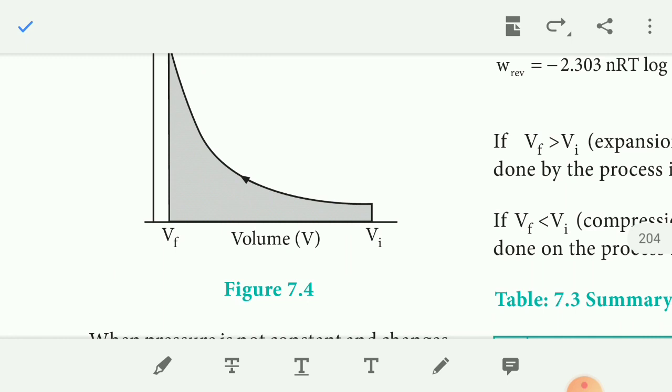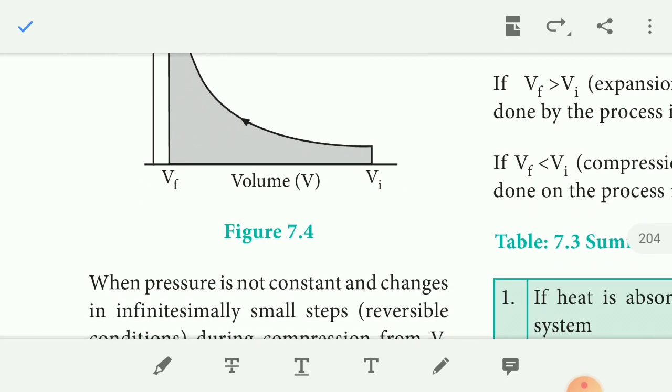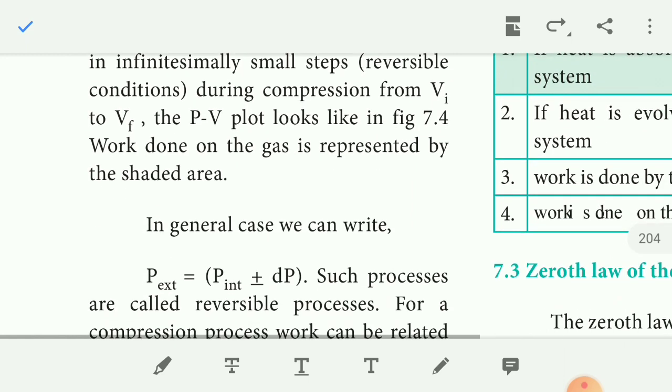In the general case, we can write P external equal to P internal plus or minus dP, because for compression it is plus dP and for expansion it is minus dP. Such a process is called a reversible process. For the compression process, work can be related to the internal pressure of the system under the reversible condition by the equation W reversible equal to minus the integral of P internal dV.